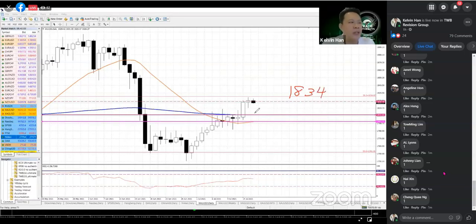Now it's coming down, I won't do anything. I will wait for a better price to buy and then let it go. Because there's no need to chase. Do not buy a falling knife. That is very dangerous to do.